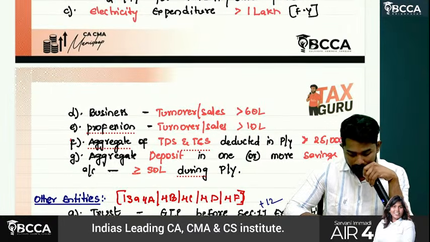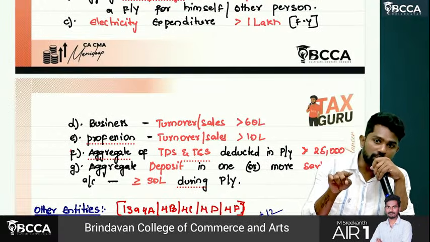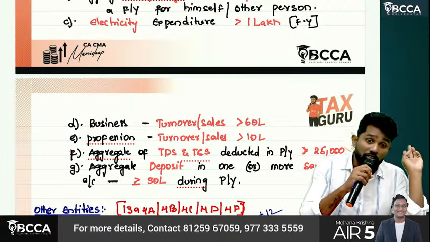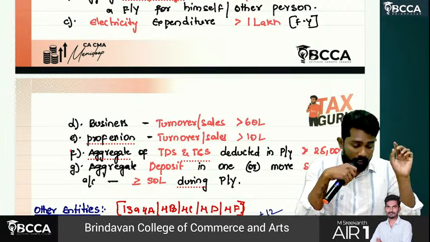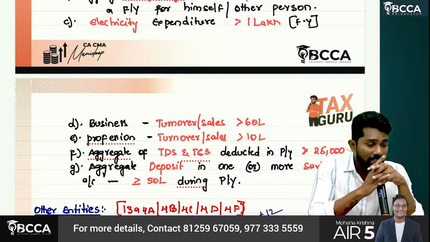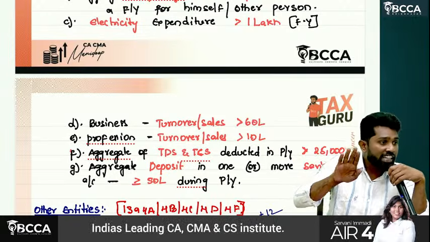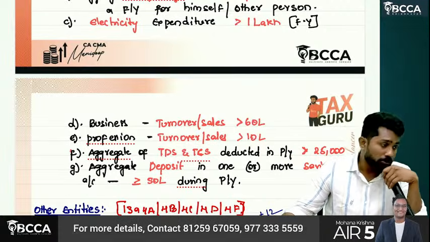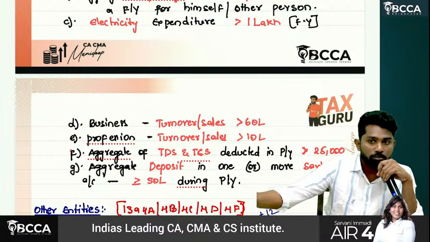Once again, I am repeating, sir. Current account now, how much deposit? More than 1 crore. Savings account? More than 50 lakhs. Then electricity expenditure more than 1 lakh. Foreign travel expenditure more than 2 lakhs. Then turnover: business more than 60 lakhs, profession more than 10 lakhs. And in that particular previous year, the total of TDS deducted or TCS collected is more than 25,000 for you. Then also you should file return of income, even though your total income is within the basic exemption limit.